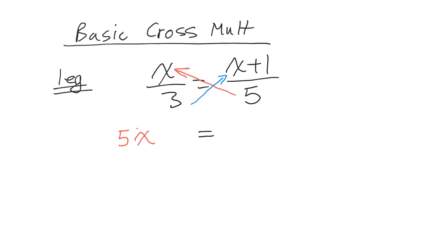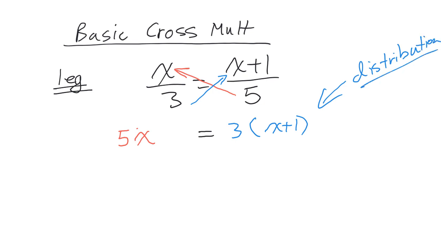So now let's do that again. For the blue side, our right side, we have 3 times x plus 1. Now, this involves distribution. Normally you'd think, okay, I'm done. Oh no. But basically it leads to what we have done before.